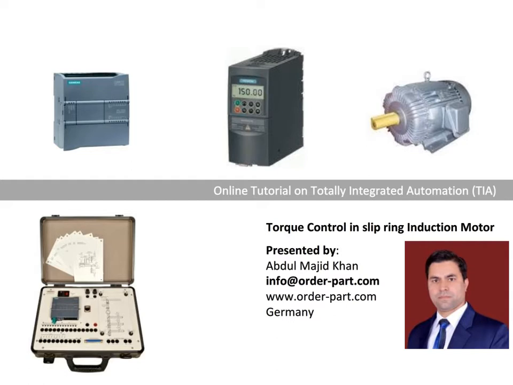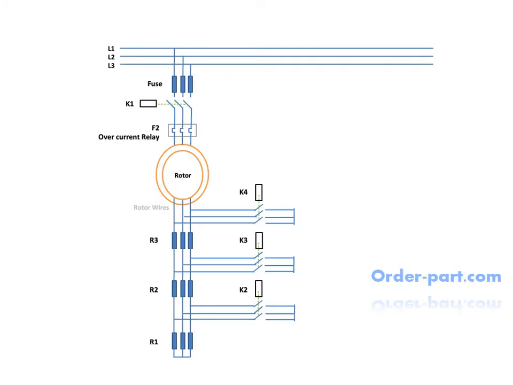Here in this video we will discuss torque control of slip ring induction motor with the help of S7-1200 PLC. Initially all contactors are open. To start the motor, K1 line contactor should be closed. Now you can see all rotor resistances are in series, which means high starting torque.